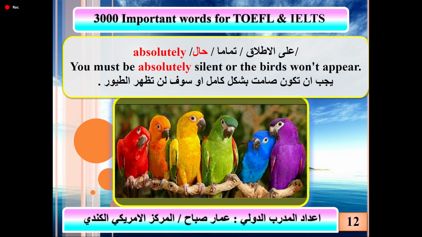You must be absolutely silent, يجب أن تكون بشكل كامل صامت, or the birds won't appear, أو الطيور لن تظهر. Clear? نقرأ سويا: You must be absolutely silent or the birds won't appear.